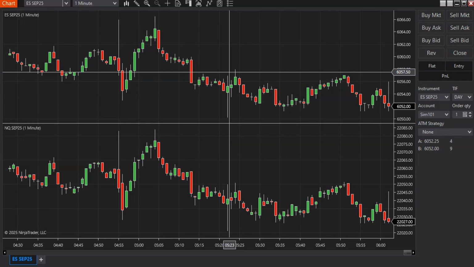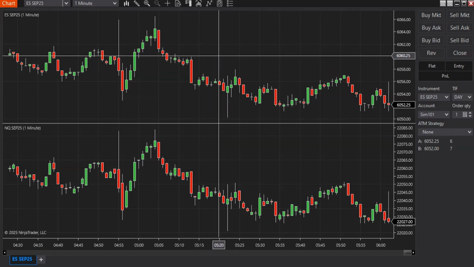Good day, traders. Today we're introducing a tool designed to help you analyze market relationships with greater accuracy and efficiency. The spread indicator for the NinjaTrader platform.